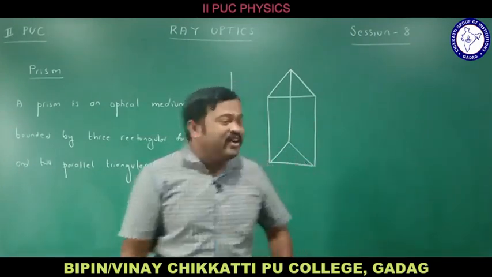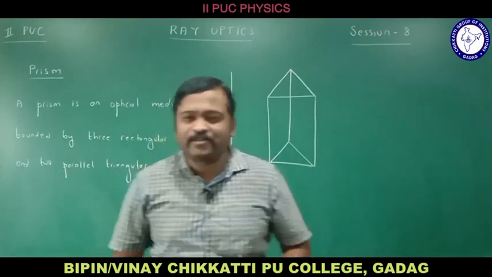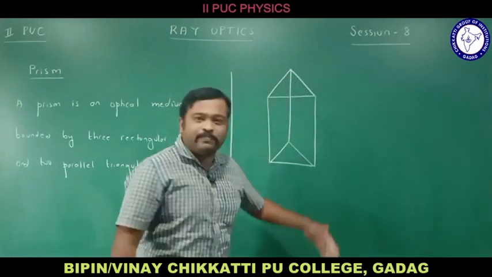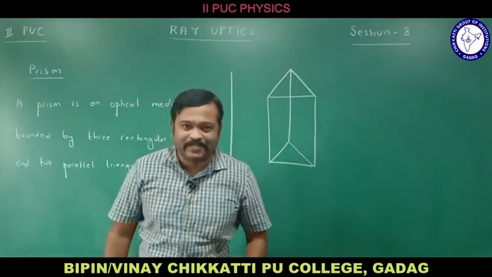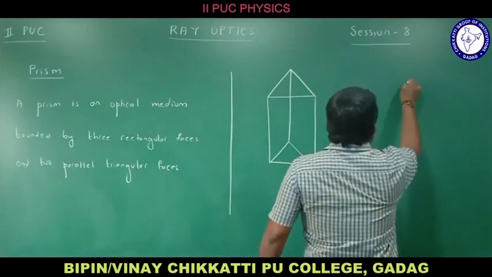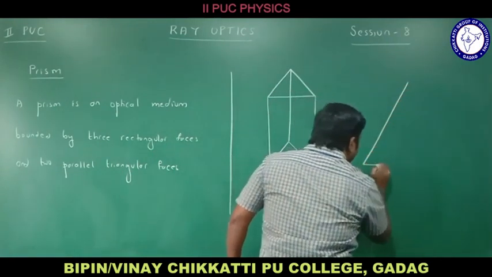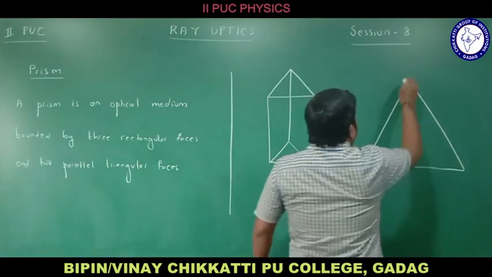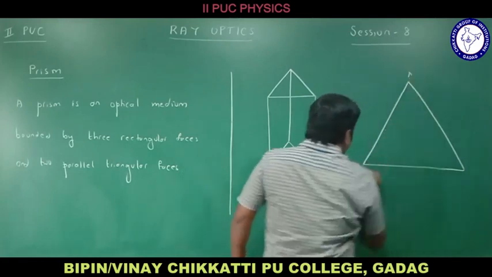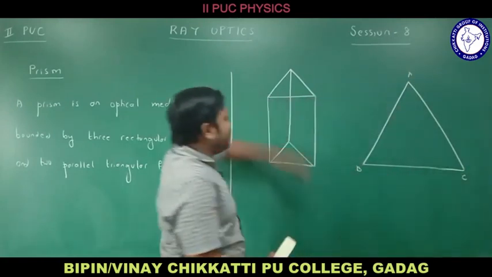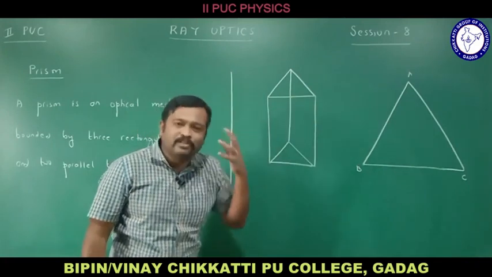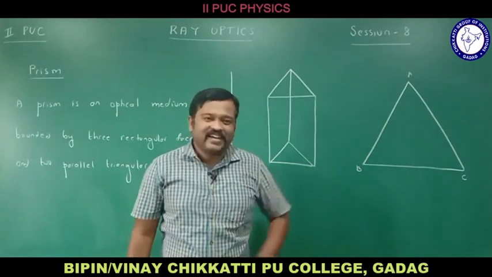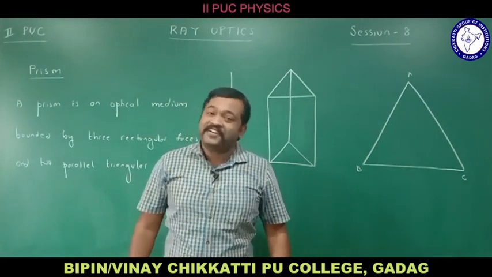Now let us check how refraction takes place in a prism. To understand that, let us take the cross section of the prism. Let me call it the principal section of the prism. Let me cut this prism so that you get this surface. Let me name this prism A, B and C. If I take the principal section, I will get a face like this, A, B and C. Let us check how the refraction takes place here.